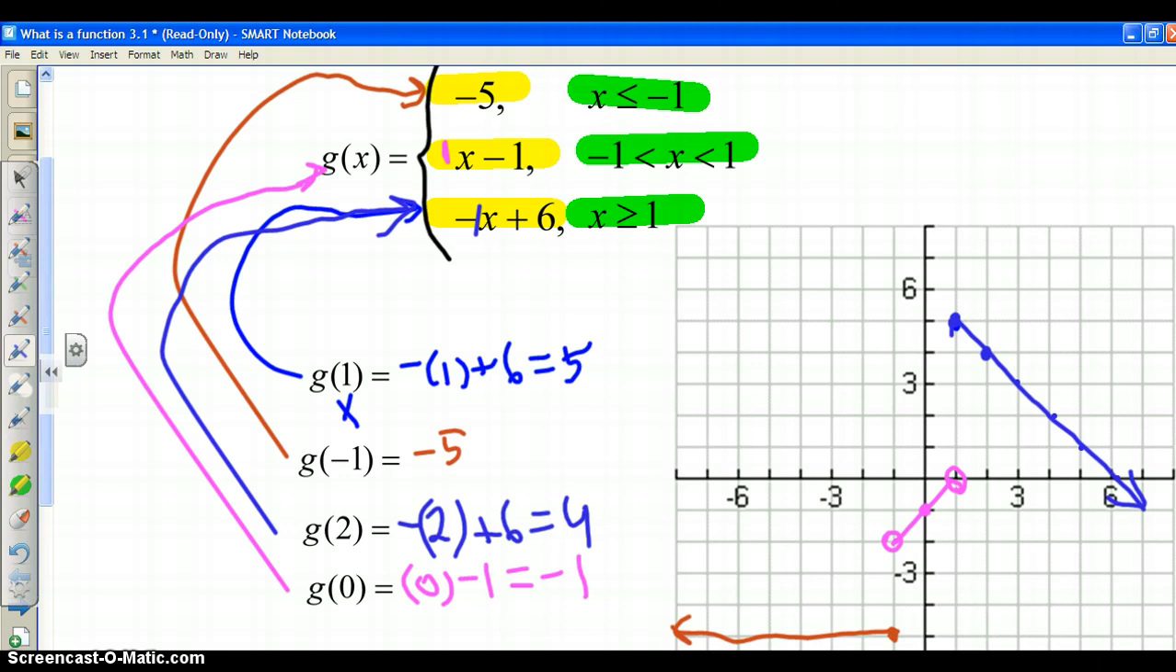So we showed you two different ways. One, plug in points. You've got to make sure to know which piece to plug into when you have a piecewise function. The other way is to graph each piece in its entirety, then just erase the part that you don't want. You only want to graph in the domains that you actually want.